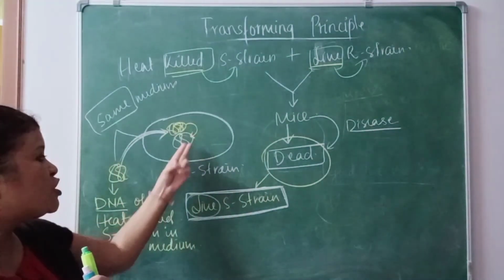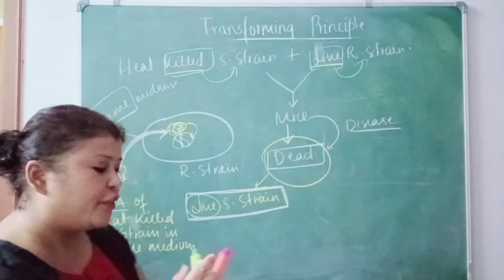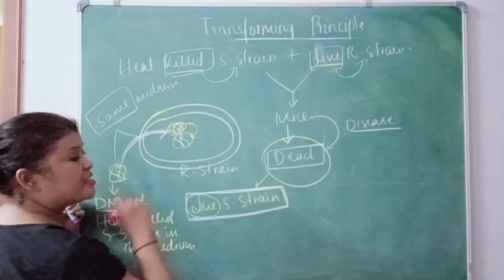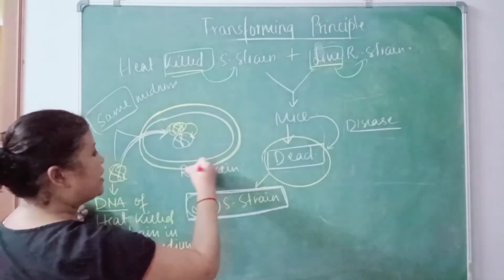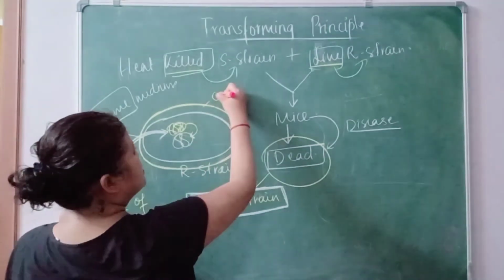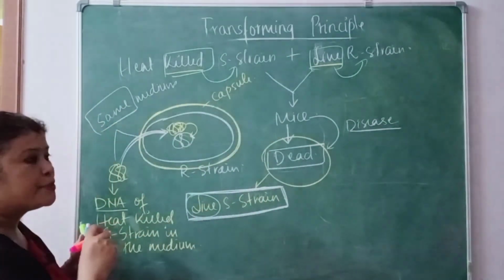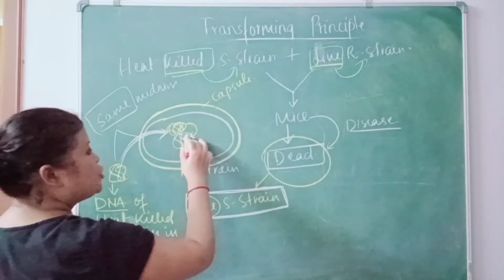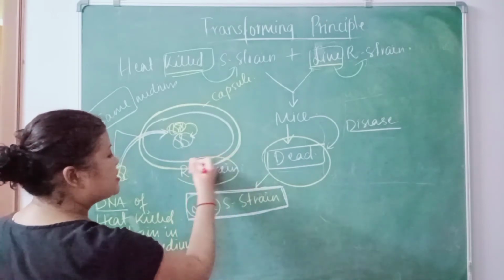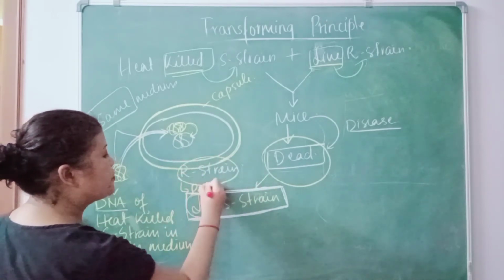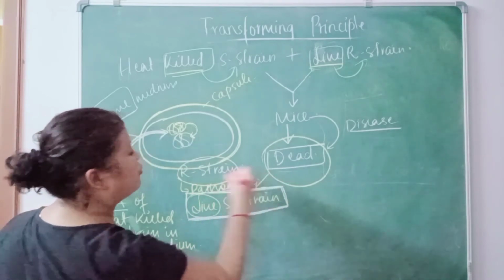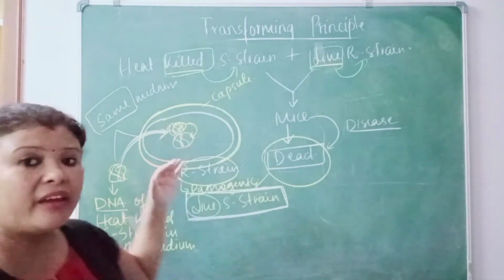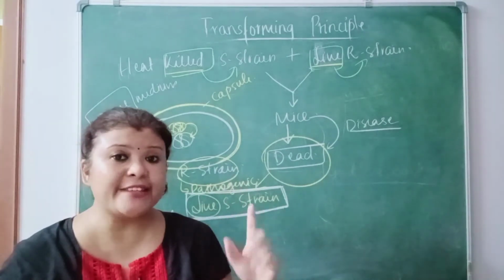So these two pieces of information were incorporated in the R strain, and the R strain was able to form a capsule. First information: due to the information of the DNA here, it is able to form a capsule. So this is the capsule. Secondly, this DNA transformed this non-pathogenic DNA into pathogenic, thereby converting this entire R strain into the pathogenic form. So inside this bacteria, it is R strain only. It is not S strain, it is R strain.